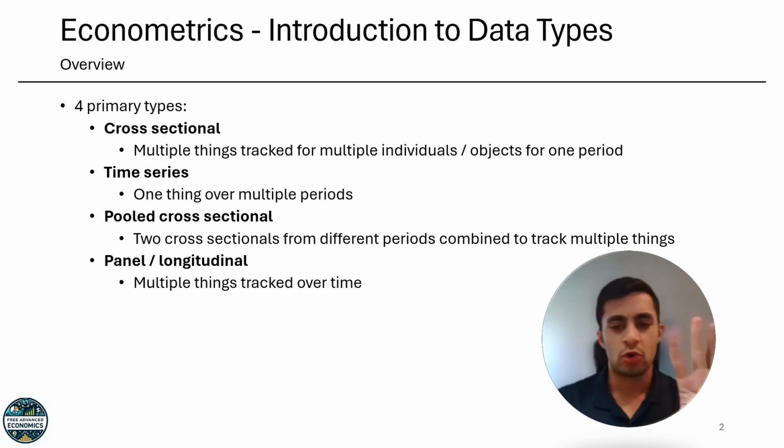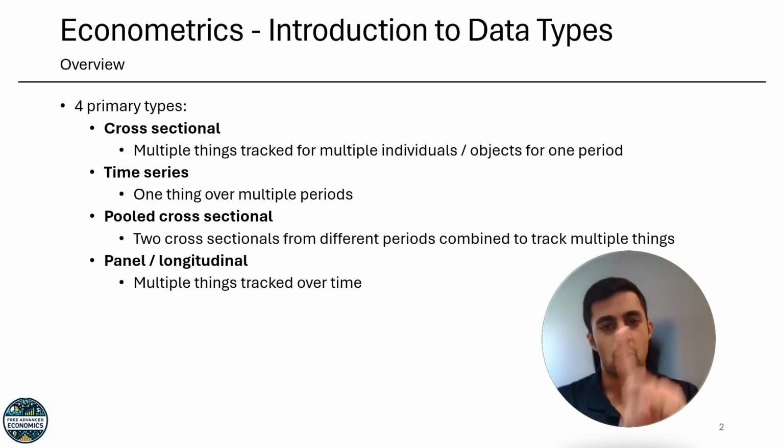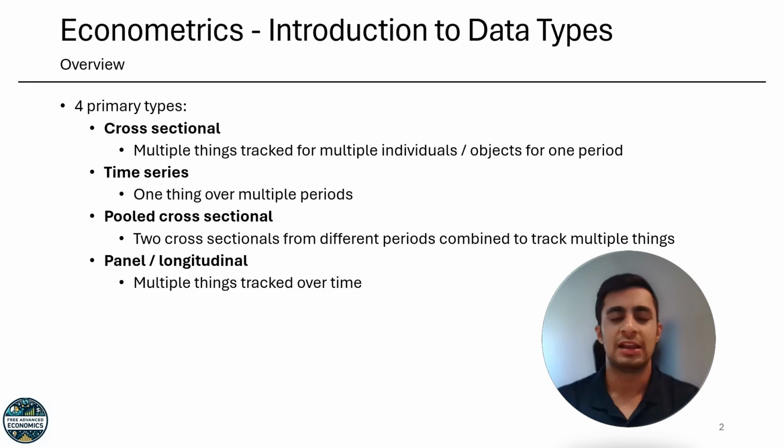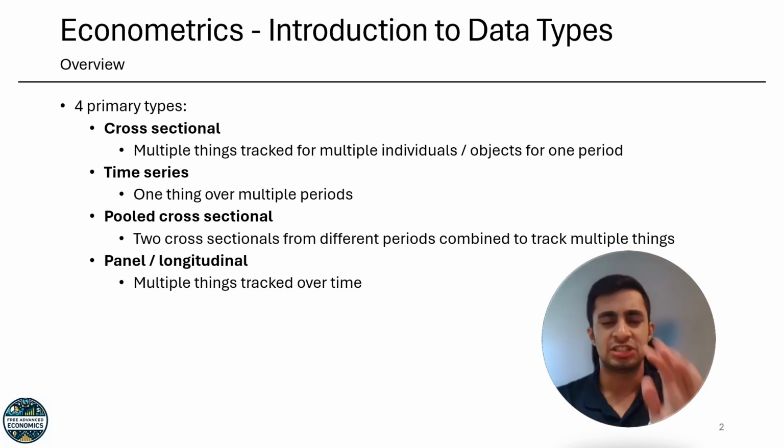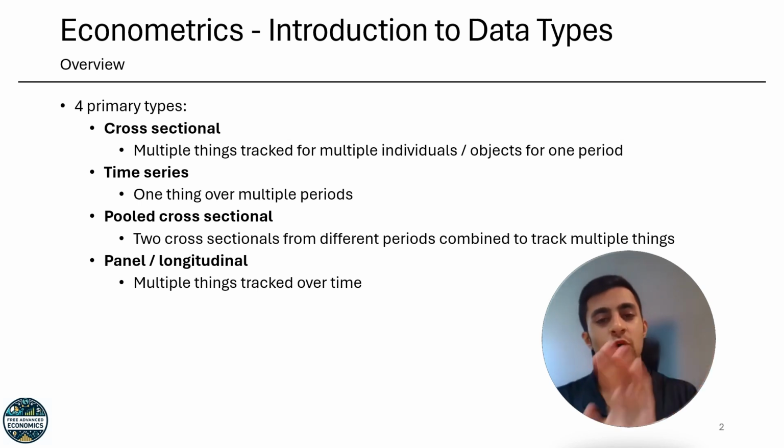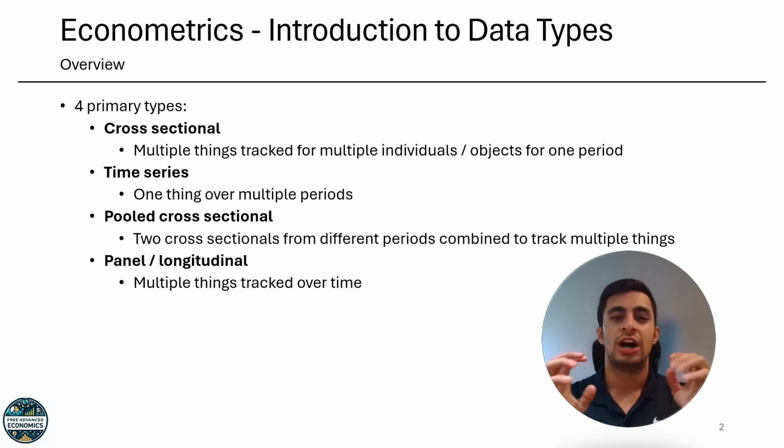There are four core major data types. One, cross-sectional. Number two, time series. Number three, pooled cross-sectional. And number four, panel and longitudinal data. Each of these data types have their own intents and purposes. This particular slide is a very easy cheat sheet, and perhaps I'll agree that it's oversimplified, but it's an oversimplified version of a wide variety of data types.